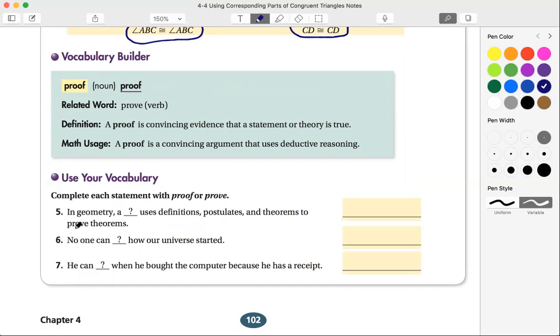In number 5, in geometry, a proof uses definitions, postulates, and theorems to prove theorems. No one can prove how our universe started. He can prove when he bought the computer because he has a receipt.